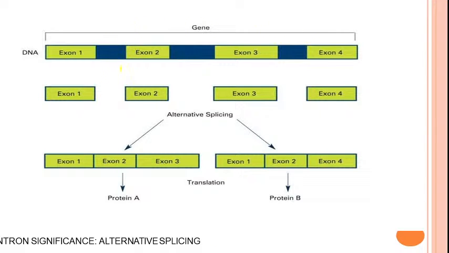So this is the gene, we have exons, and then by splicing they will join together to form protein A and protein B. So the introns, the blue ones, will be removed.